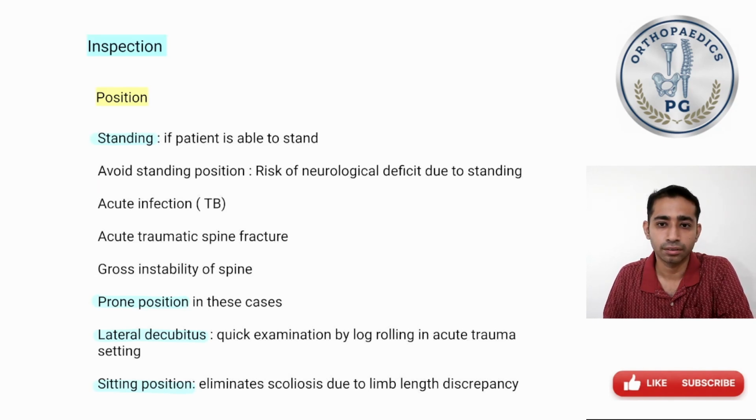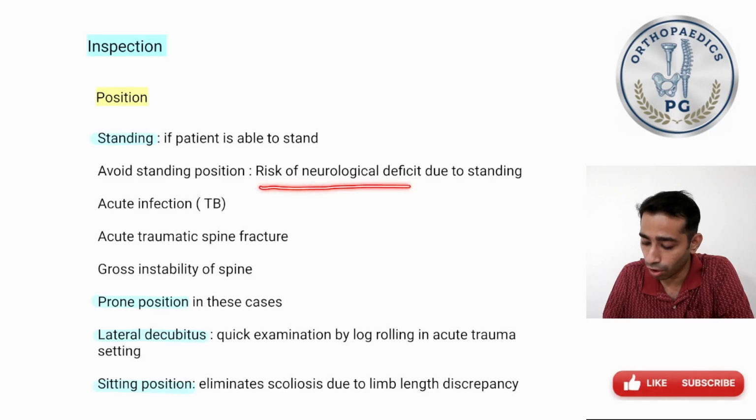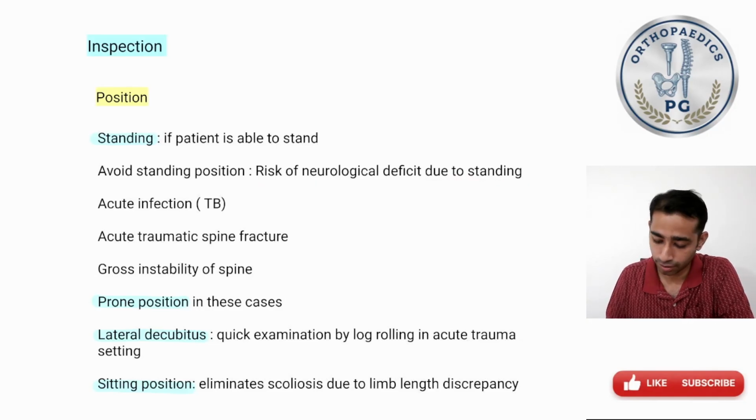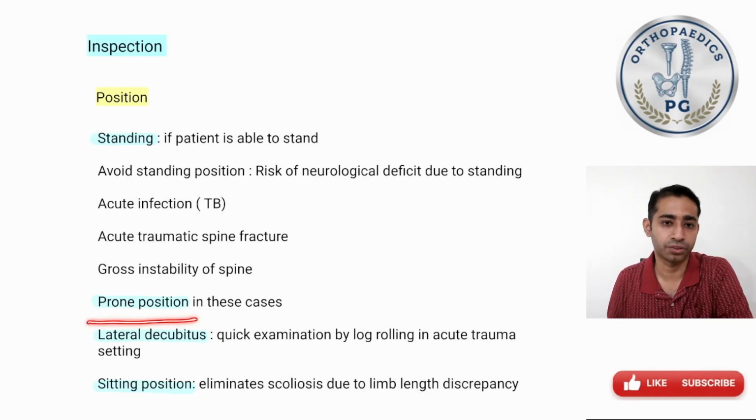And what are these conditions? These are conditions in which there is a risk of neurological deficit due to standing. The examples are any acute infection like tuberculosis, acute traumatic fracture, or a gross instability of the spine. So in these patients, you have to examine in a prone position. So most cases standing, in some cases prone.